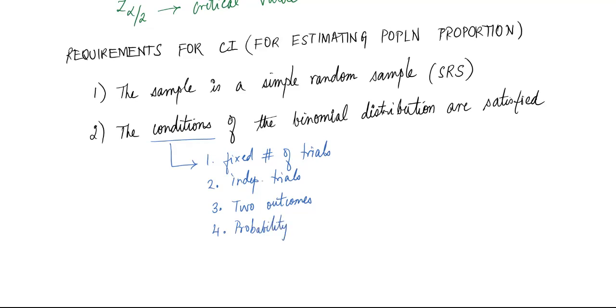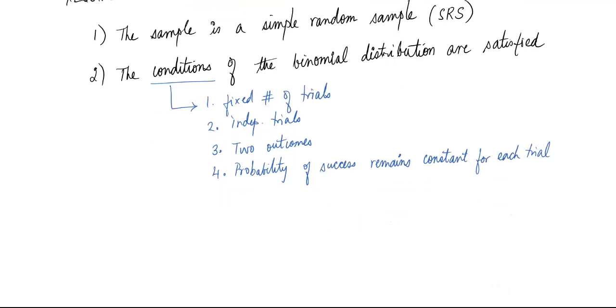If the probability of success remains constant, correspondingly, the probability of failure, which is 1 minus the probability of success, will also remain constant. The probability of success remains constant for each trial. So those were the conditions of the binomial distribution that must be satisfied.